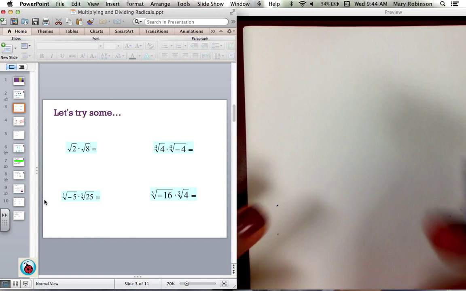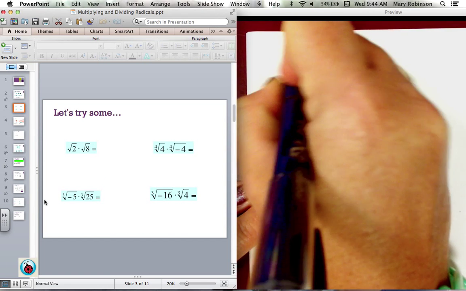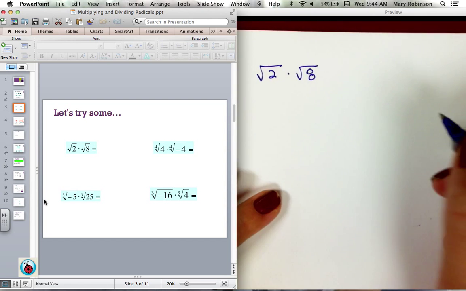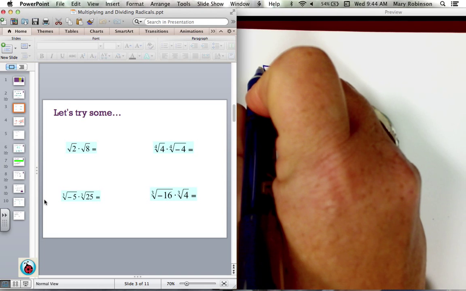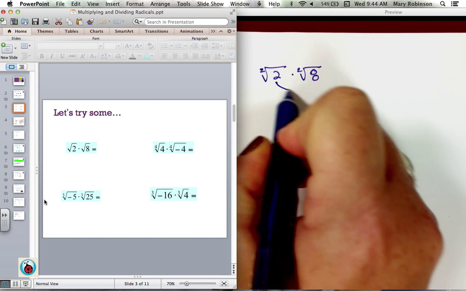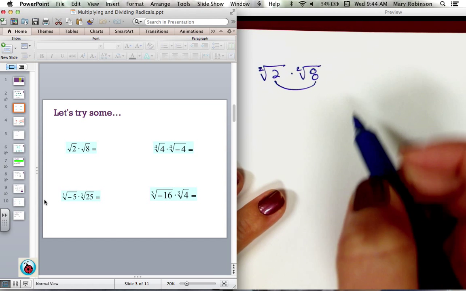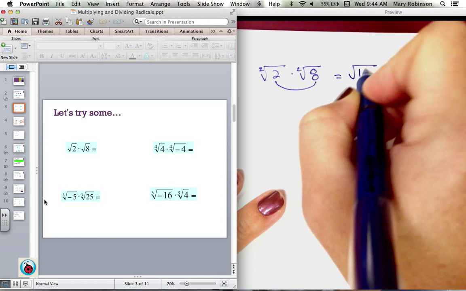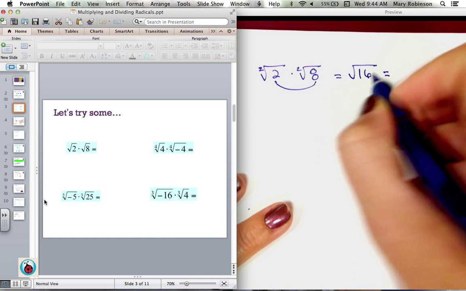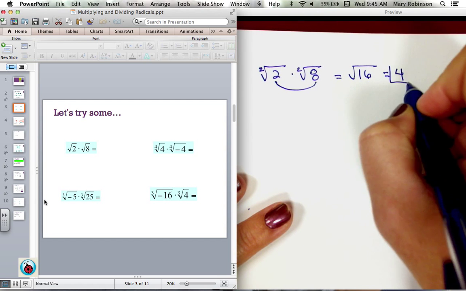Next, we're going to work through some of these. The first being the square root of 2 times the square root of 8. When we multiply these together, notice they're both square roots, so it is okay to multiply. I'm going to multiply my radicands 2 and 8 together. That gives me the square root of 16. Since 16 is a perfect square, we know that is 4.